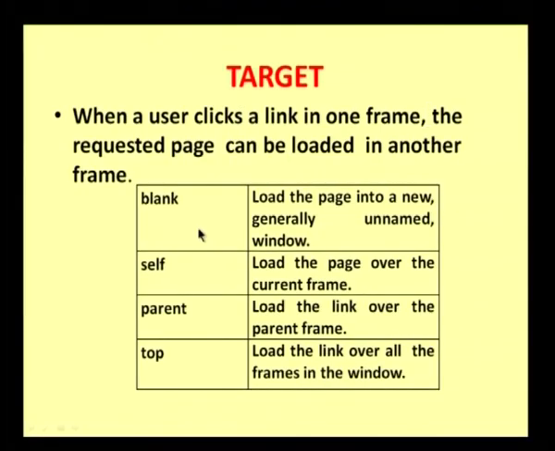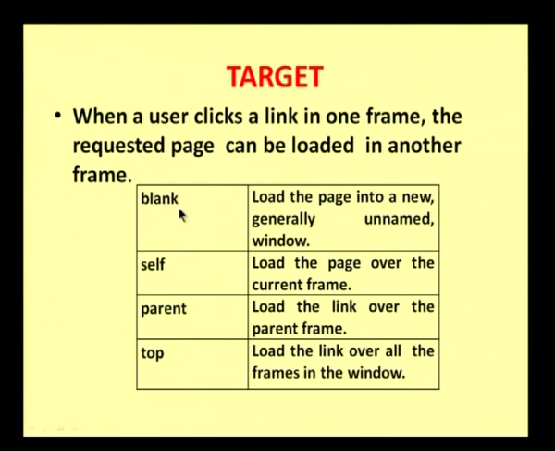So, when the user clicks on a hyperlink, in which place should the hyperlinked page, that is a particular web page, be opened? We have several values for the target attribute. The four important values are blank, self, parent and top.